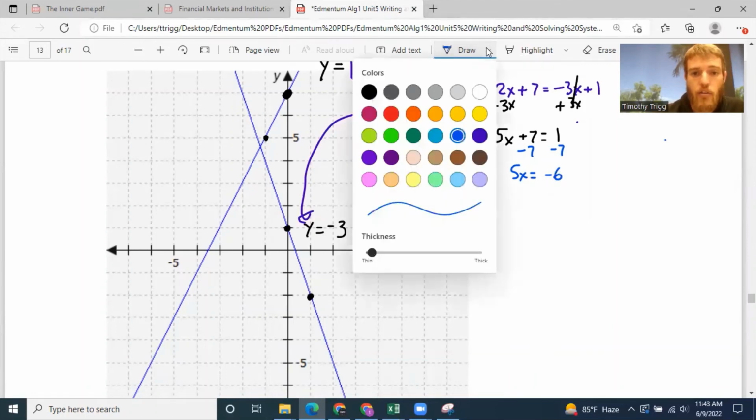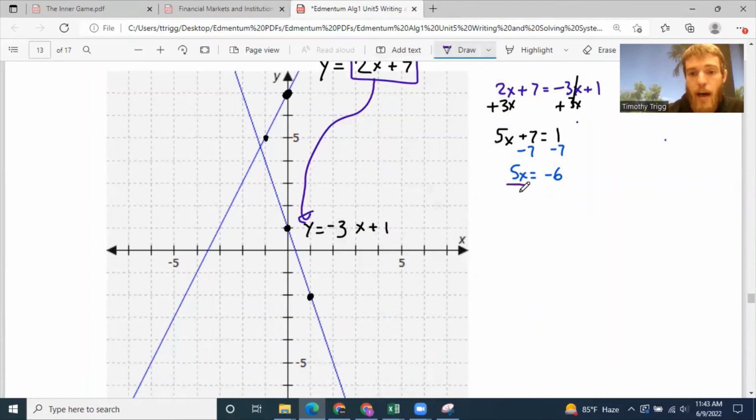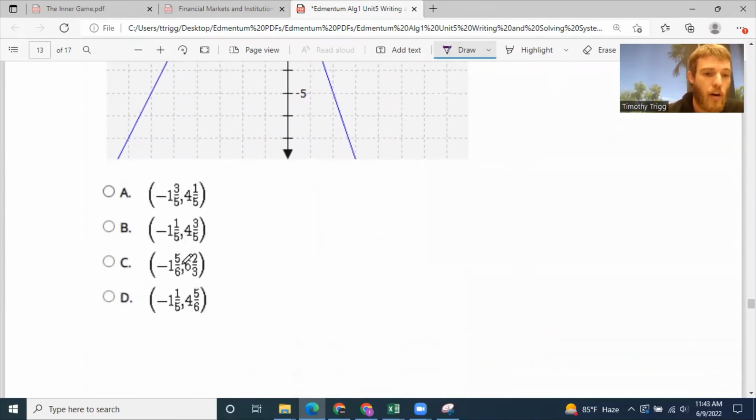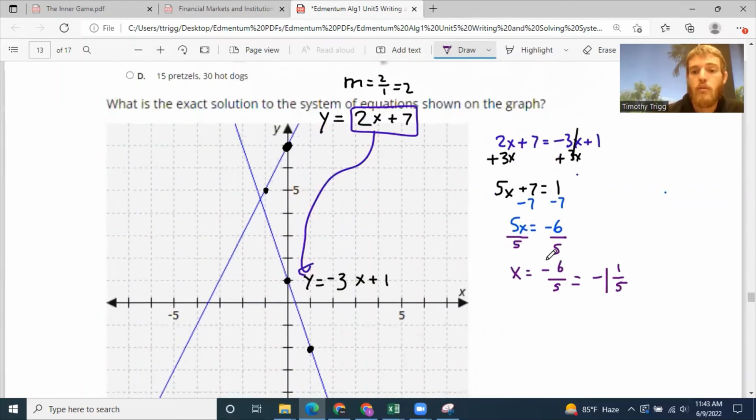Lastly, to solve for x, hopefully you see I would divide by 5 on both sides of the equation, giving me x equals negative 6/5. So now I know my x value. As a mixed number, that's negative 1 and 1/5. Now, if you know me, I hate mixed numbers, but since our answer choices are a mixed number, I have to use them. So it's either B or it's D, because they both have that correct x value. We just need to figure out the y value here. So how do we do that?